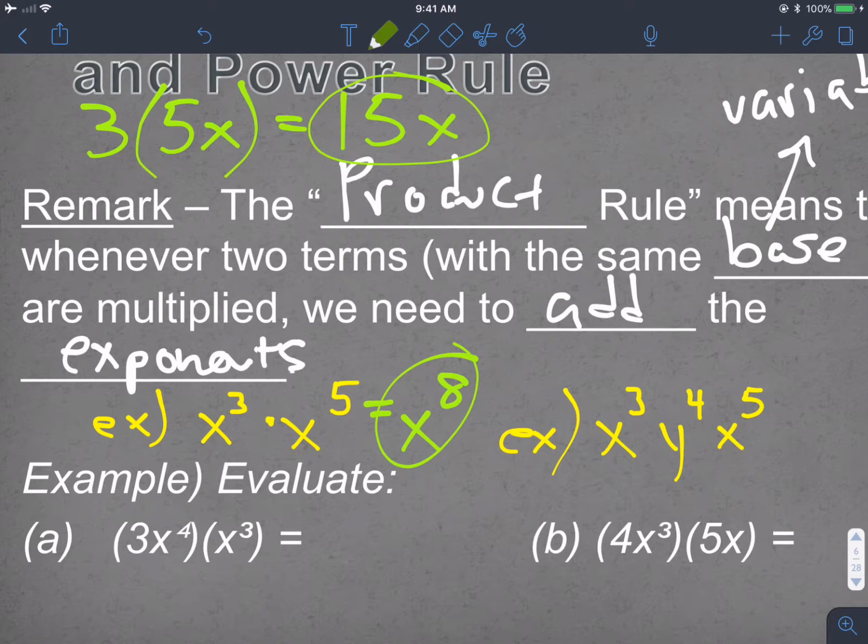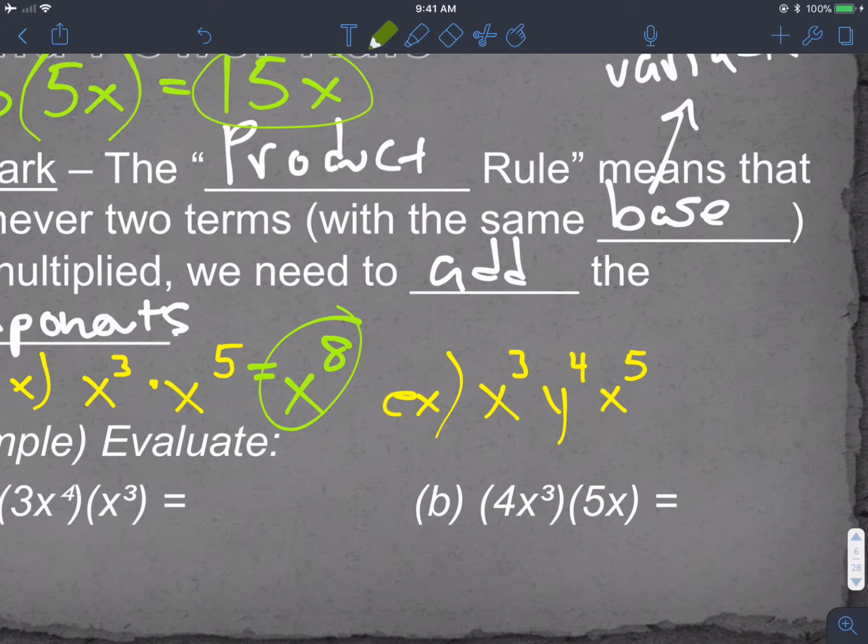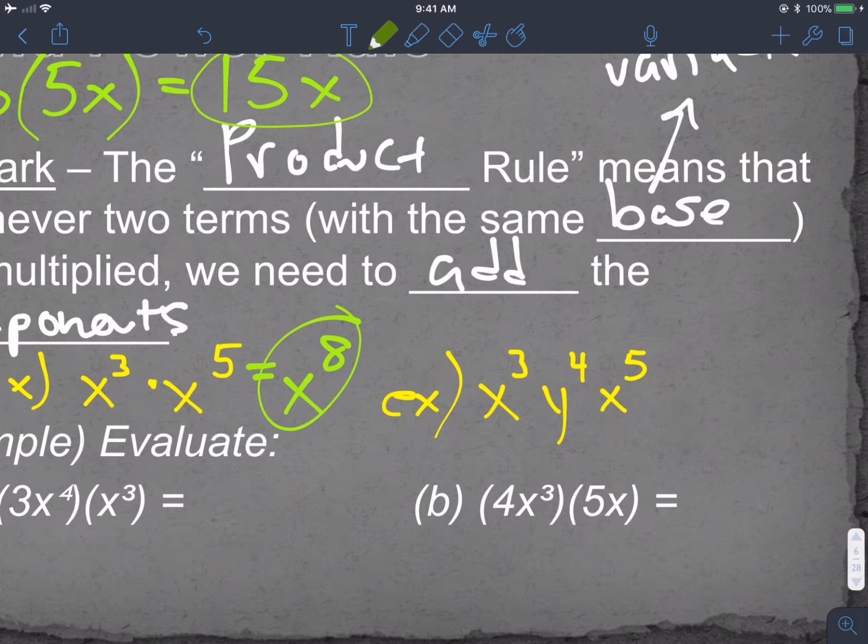Look at the one on the right. x to the third times y to the fourth times x to the fifth. You don't even need to put the dots either. We can assume it's multiplication. x to the third, y to the fourth, x to the fifth. We cannot combine the y and the x. So now we have to leave this as x to the eighth, y to the fourth. You can't do anything with the y.